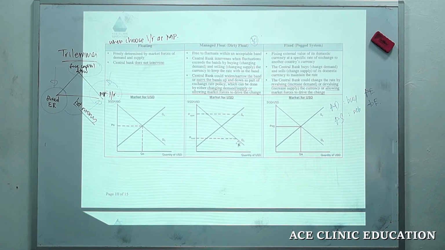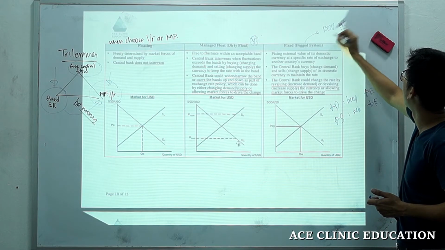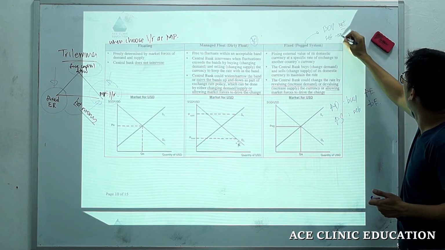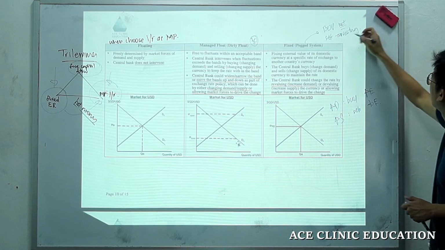Okay, that's the fixed system. The major implication as to why I taught you this back then was to tell you that with a fixed exchange rate system, you have extra issues on your balance of payments. Under a fixed system, your BOP is not self-correcting.